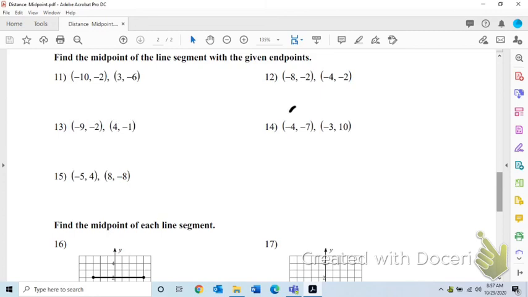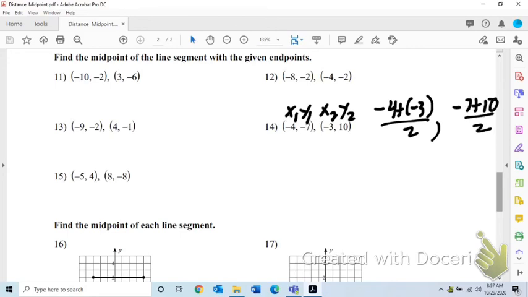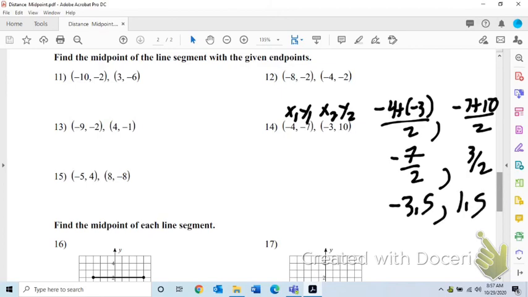Number 14, again, we want to label x1, y1, x2, y2. When we plug that into the formula, we get negative 4 plus negative 3 over 2, and then negative 7 plus 10 over 2. So that gives us negative 7 over 2 and 3 over 2. It's going to give us negative 3.5 and 1.5.